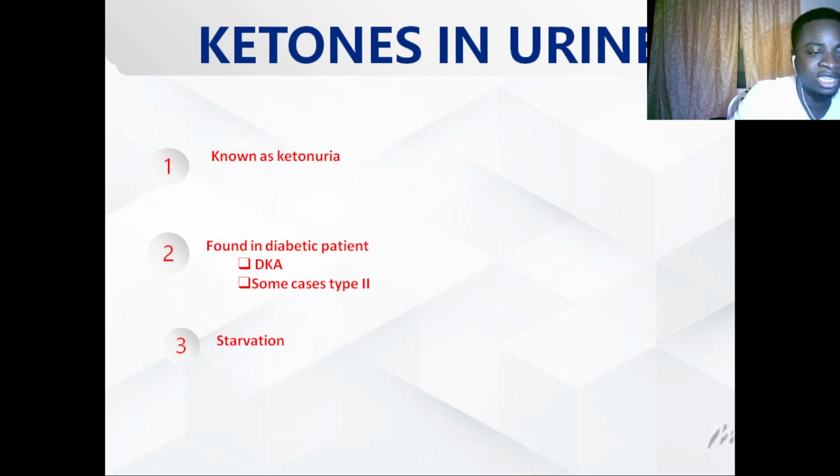So what happens is that the body tends to use the fatty acid pathway, tends to use other substances like ketone bodies. Okay, so the breakdown of fats will cause excess accumulation of ketones in the body. So when you run a urinalysis test for a patient and there are ketones, you don't just conclude that the patient is diabetic, but you have to question whether the patient is fasting or not. Okay, very important.